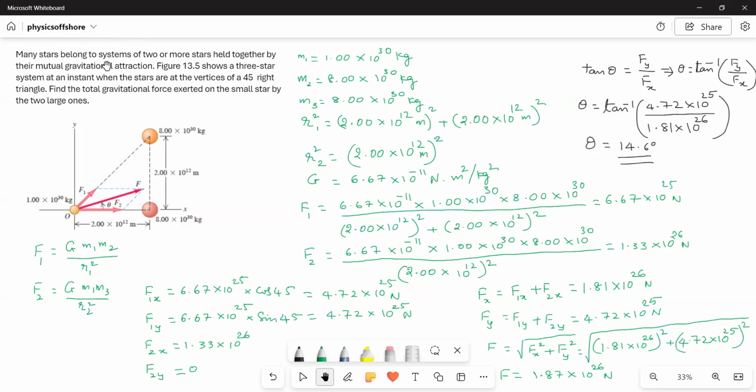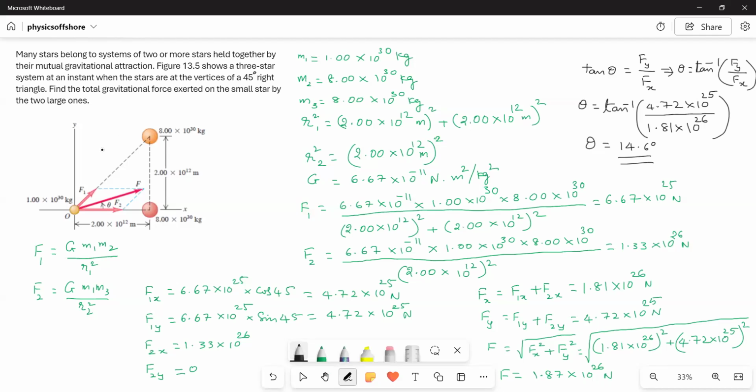Many stars belong to systems of two or more stars held together by their mutual gravitational attraction. Figure shows a three-star system at an instant when the stars are at the vertices of a 45-degree right triangle. Find the total gravitational force exerted on the small star by the two large ones.